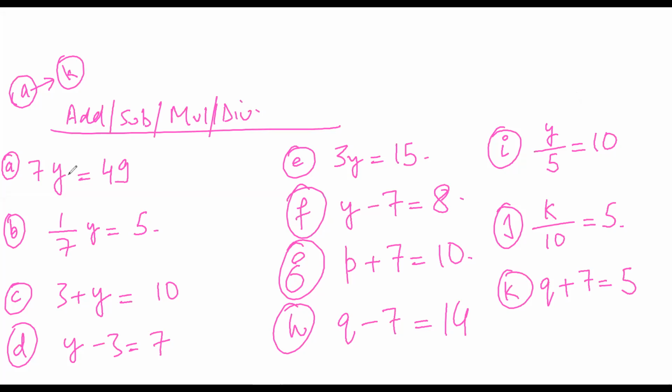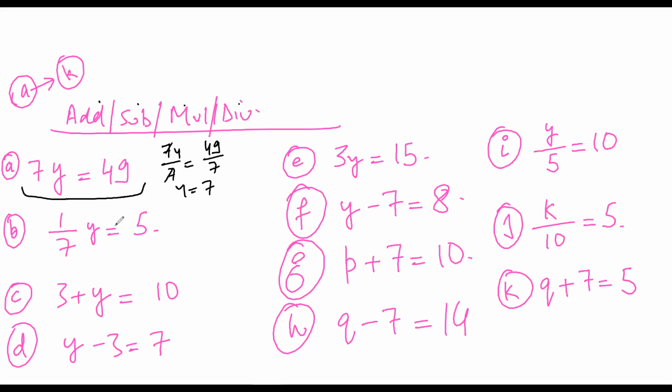Okay, Mr. Satya. 7y is equal to 49. What did you do? Y equals 7. No, what did you do? Did you add? Did you subtract? Did you multiply? Did you divide? Sir, I divided. Shabash. Mr. Sarthak, any doubt? No, sir. So y would be equal to 7.